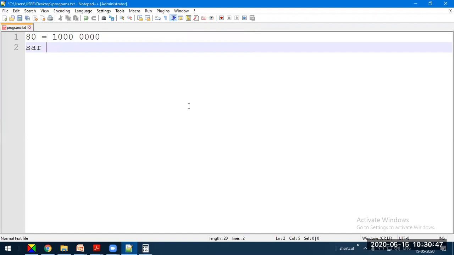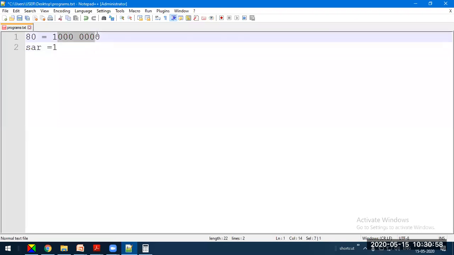What happens is that the MSB bit is retained as it is. This one bit is retained as it is, whereas the other bits are shifted right. The MSB bit is also shifted, but it is retained at the same position. That is 1, the next bit is 0, and then 0 0 0 0.